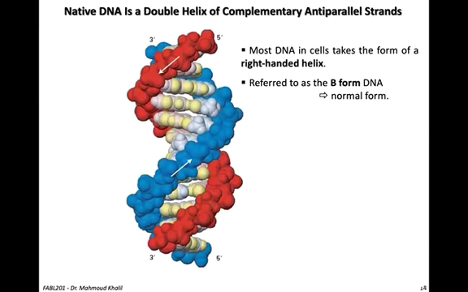Looking more deeply into the structure of DNA, you need to know that most DNA in our cells is in the form of a right-handed helix. We refer to it as B-form DNA, which is the normal form in every single cell in our body. You can see that the strands are anti-parallel, and it is a helix. You can notice that it is anti-parallel because you have the 5' end and the 3' end.